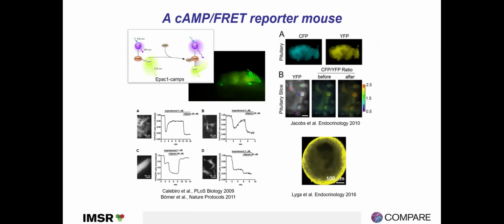We can work with single cells. We can also work with more complex preparations. This is an example of acute pituitary slices where we could monitor single cell level signaling in those cells, or another example where we work with intact ovarian follicles. So you can see here, very deep in the center, the ovarian follicle surrounded by thousands of cells, where we can monitor very precise changes in cyclic AMP concentrations.